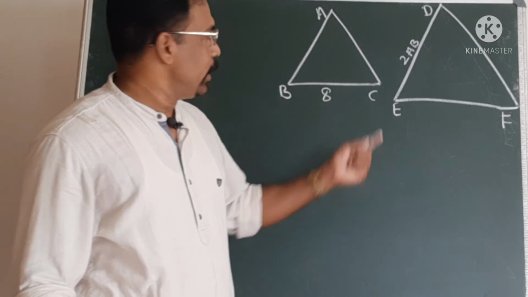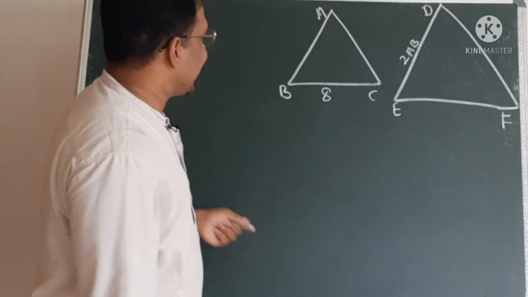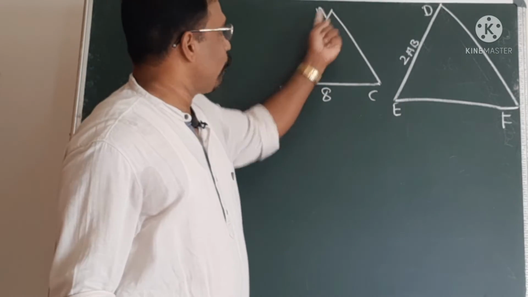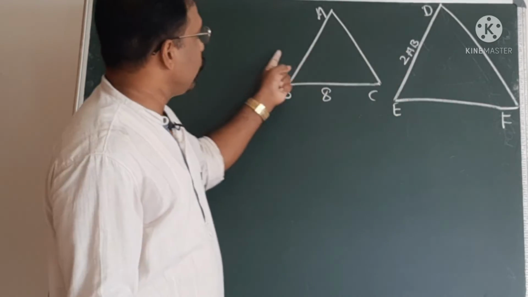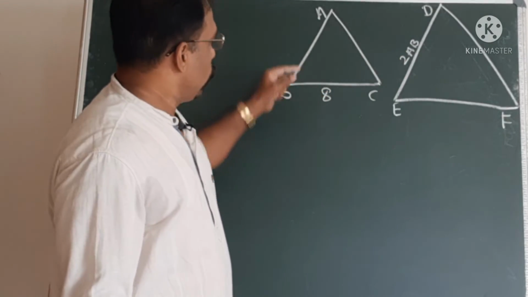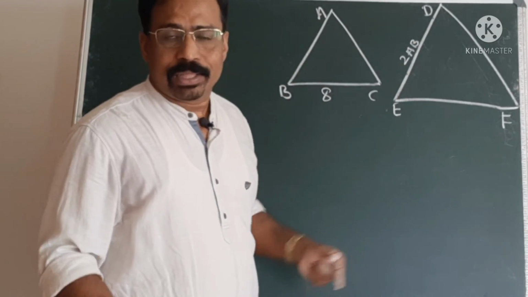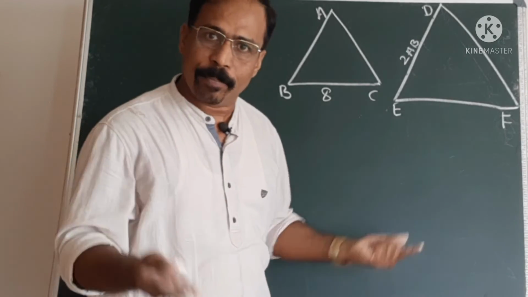Now, in this question, let us see ABC and DEF. What is given is that DE is twice that of AB. If it is 2, it will be 4. If it is 3, it will be 6. If it is 5, it will be 10. So, AB, this DE is twice of this. Since it is given that they are similar triangles, the sides are in proportion.